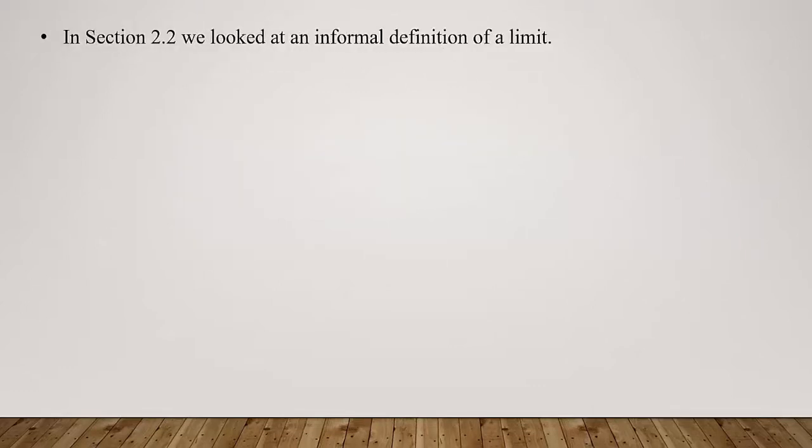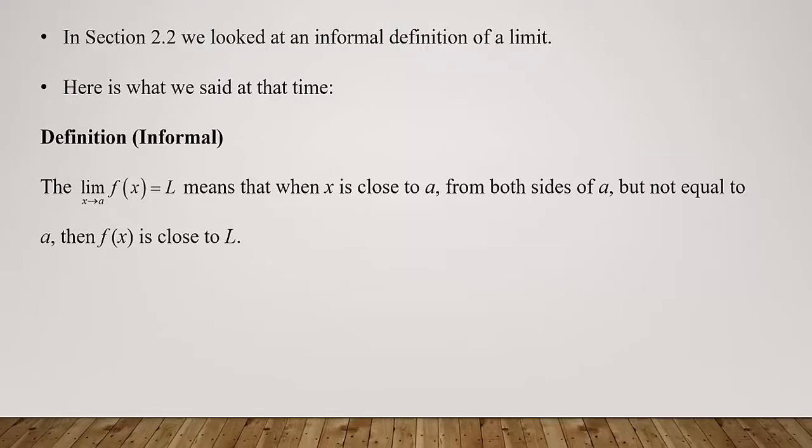So in Section 2.2, when we started our journey here in limits, we actually looked at an informal definition of a limit. And here's what we said at that time. Our informal definition of a limit said that the limit as x approaches a of f of x equals L means that when x is close to a from both sides of a but not equal to a, then f of x is close to L.